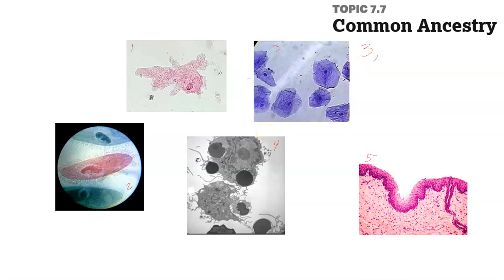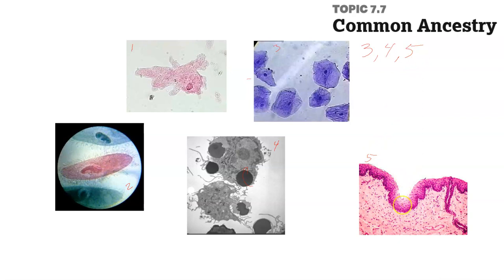Now, what about number 4? What is number 4? 4 is also a human cell. This is a phagocyte. This is a cell that kind of operates as an immune defense, eats other cells. It's in the process right now of consuming something. These are phagocytes. You'll find these in human tissue.